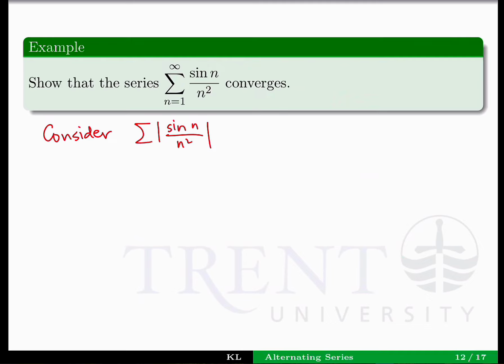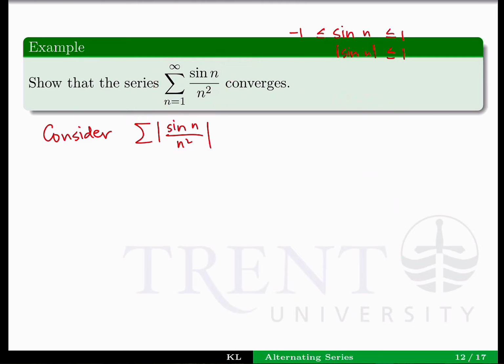Take note that your sine n, as your n runs through positive integers, the value will be less than or equal to 1, but greater than or equal to negative 1. In absolute values, the absolute value of sine n will be less than or equal to 1. It's not just 1 or negative 1. It could be any number between negative 1 and positive 1. So what we're going to do is to show that this is actually absolutely convergent. So we take the absolute values.